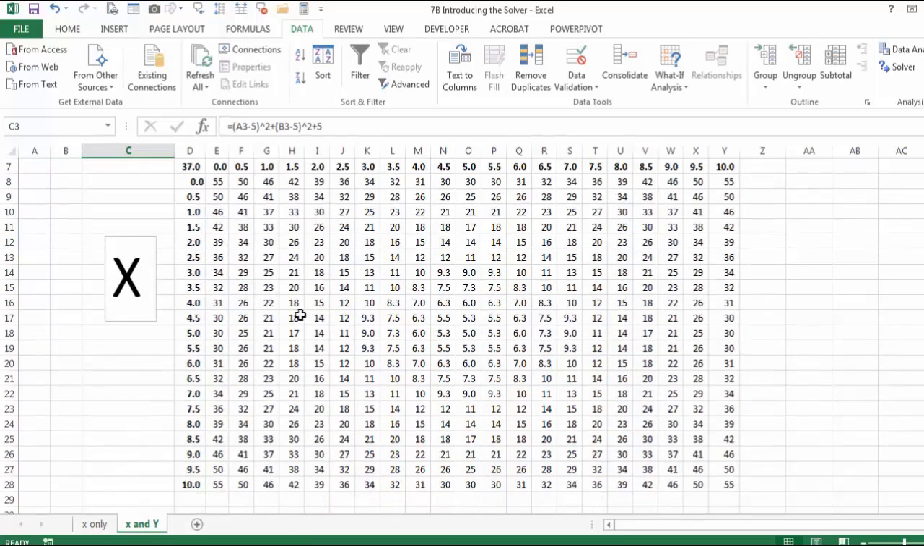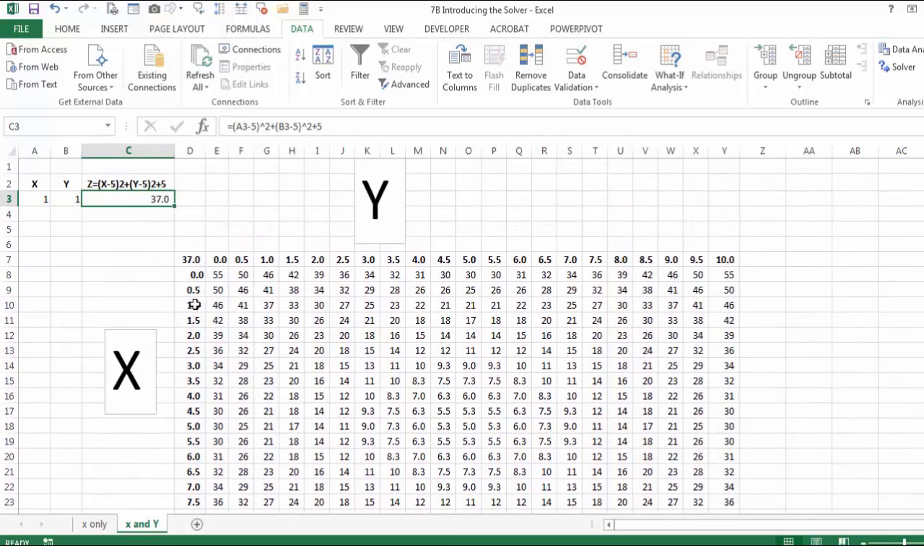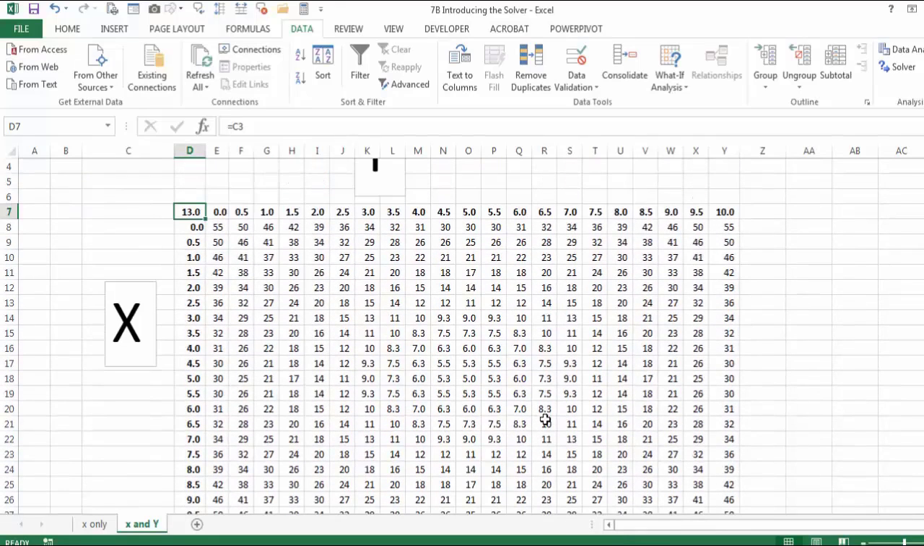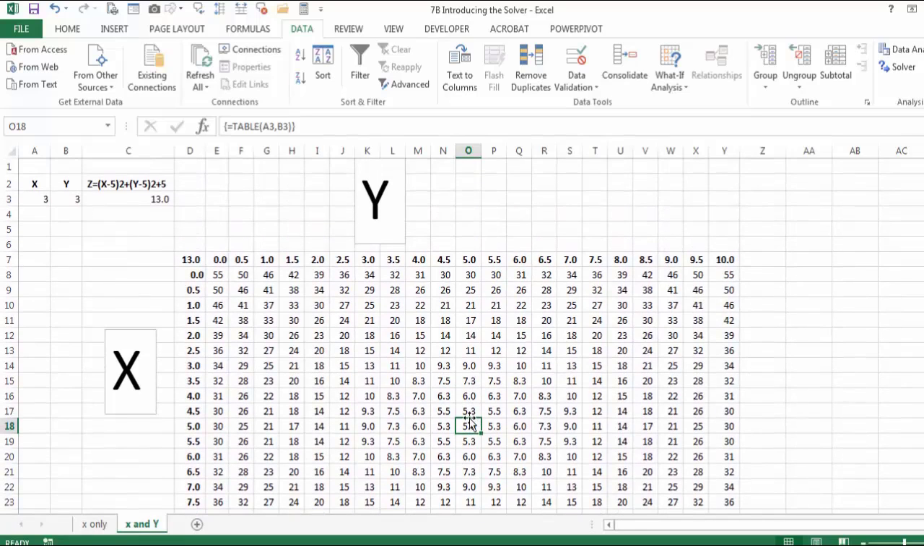So what I did here is I created a data table where this is equal to the value that we have here. I can try, say, 3 and 3, and then the value is very high. I used 3 and 3, and then you're going to see that it's 13. And what the data table is doing, it's trying all the different values. And if you look at it carefully, you'll find out that when x is equal to 5 and y is equal to 5, this is the minimum.